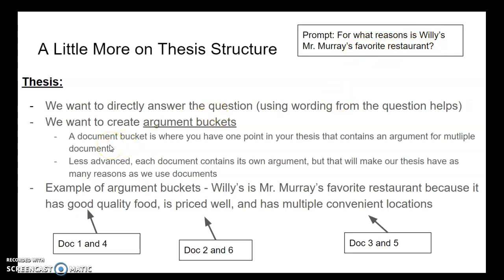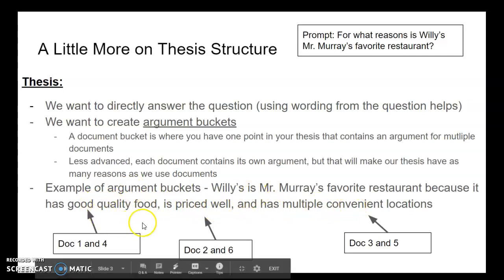Now the second thing is a new concept, but we've vaguely talked about it, which is called an argument bucket. An argument bucket is where you're going to try to take multiple documents and have them be represented in the thesis from one point. So let's take this prompt again. For what reasons is Willie's Mr. Murray's favorite restaurant? And let's say in this prompt we had 6 documents. Argument buckets would be something like this. Willie's is Mr. Murray's favorite restaurant because, again, we're trying to use the wording from the question, it has good quality food, it is priced well, and it has multiple convenient locations.